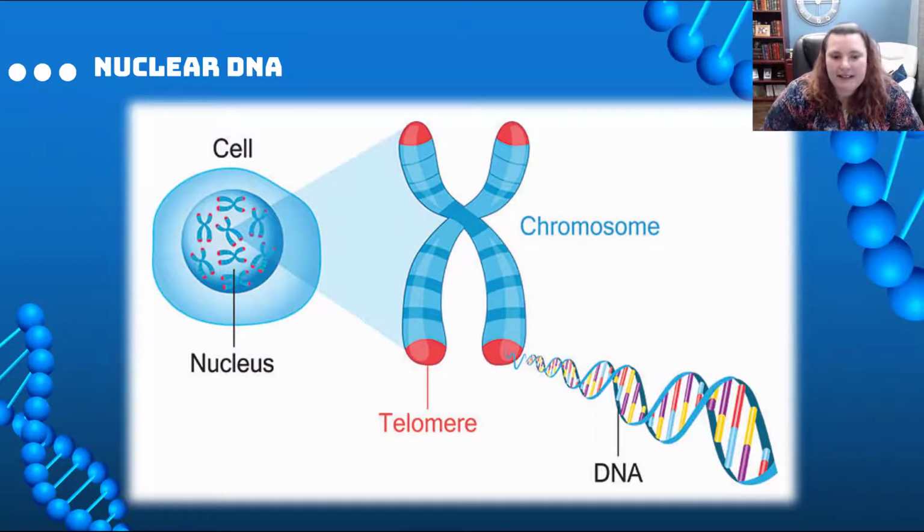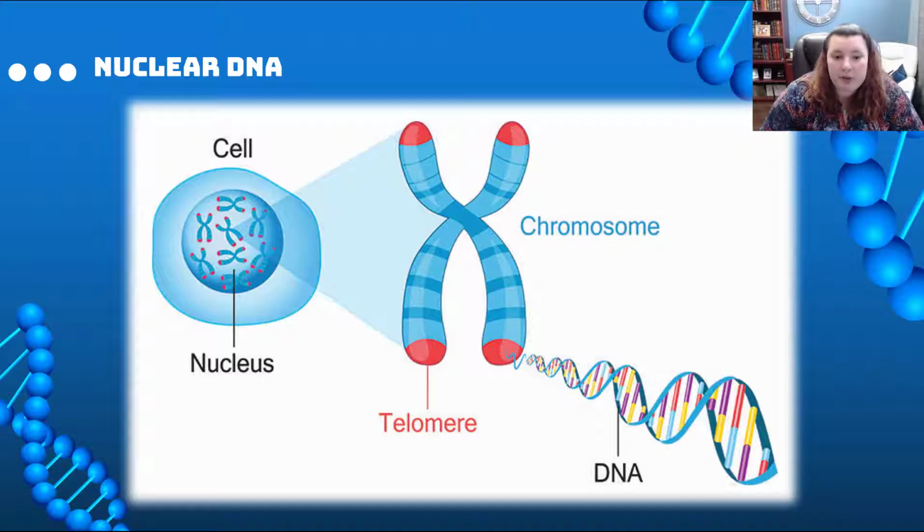The DNA that forensic scientists prefer to use is called nuclear DNA, or nDNA. As the name implies, nuclear DNA is found in the nucleus of the cell. Inside that nucleus are pairs of chromosomes. You can see here how you can unwind the chromosome structure to release the DNA strands.